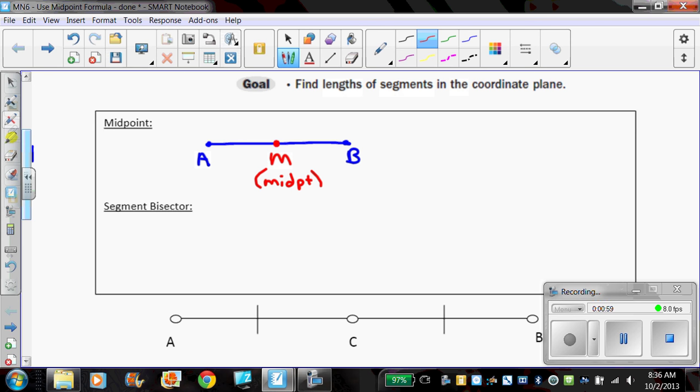Now, right now you can't really tell whether this is a midpoint unless you have notation showing that it is the midpoint. In this case, I have one hash mark from A to M, and I have another hash mark from M to B. That means I can say that line segment AM is going to be congruent. And remember, this is a word that we talked about before in note guide MN3. Congruent means that they're equal parts. So line segment AM is congruent to line segment MB.